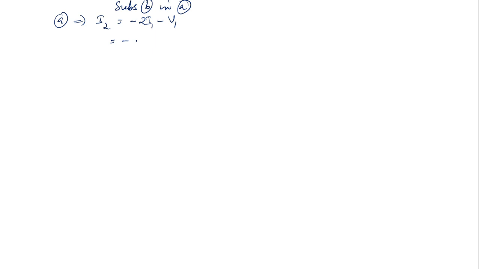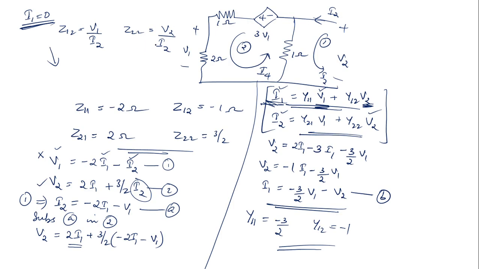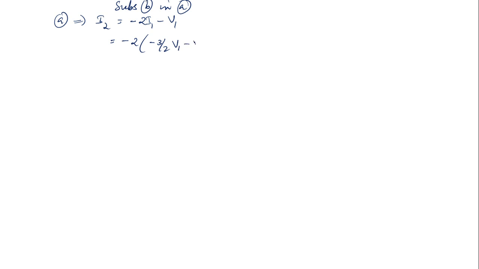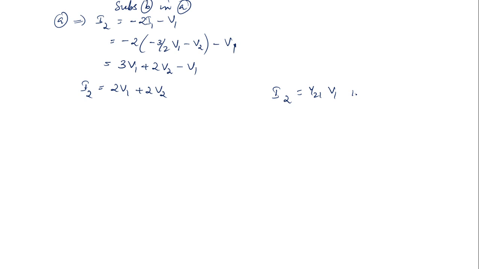What is B? It is minus 2 into minus 3 by 2 V1 minus V2, and here you have minus V1. Now you can just solve. So that will be 3V1 plus 2V2 minus V1. That will be 2V1 plus 2V2. What's your second equation for the y parameter? It is I2 is equal to y21 V1 plus y22 V2. You can just compare these two equations and you will get y21 is equal to 2 and y22 is equal to 2. It is a simple comparison of the particular coefficients.